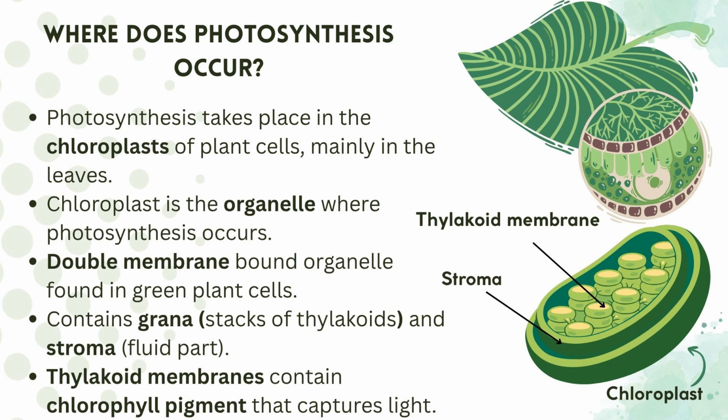Photosynthesis takes place in the chloroplast of plant cells. Chloroplast is a double membrane bound organelle found in green plant cells. Inside the chloroplast, there are flat disc-like structures called thylakoids. These disc-like structures are stacked together to form grana. The fluid around the grana is called stroma. The outer surface of each thylakoid is the thylakoid membrane. Thylakoid membranes contain chlorophyll pigment that captures sunlight.